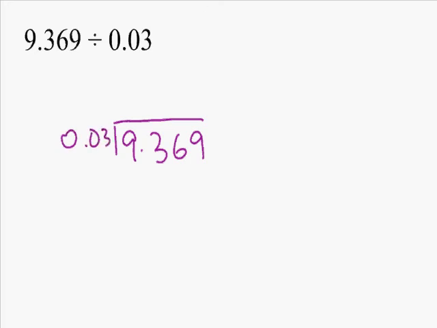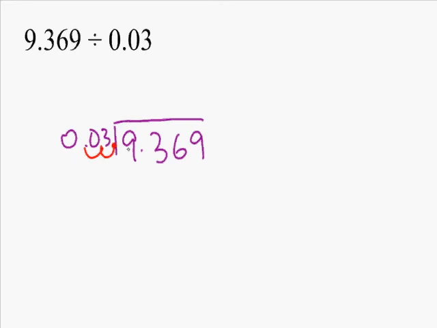Well, I cannot divide by a decimal. I need to turn this 3 hundredths into a whole number. The trick to do that is to move the decimal point to the right as many times as I need to turn it into a whole number. So let's move it over once. That's 3/10, still not a whole number. Let's move it over again.